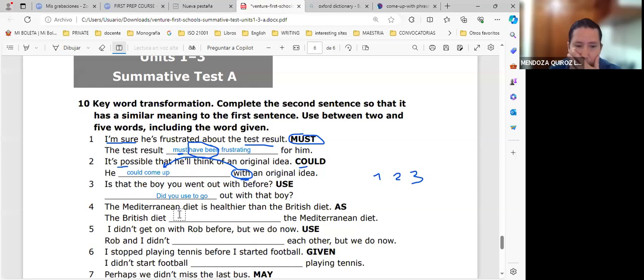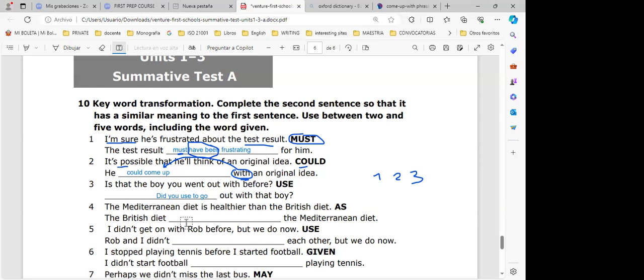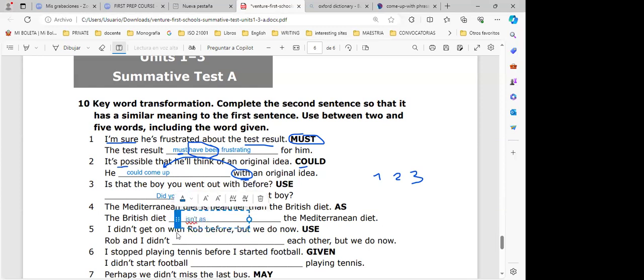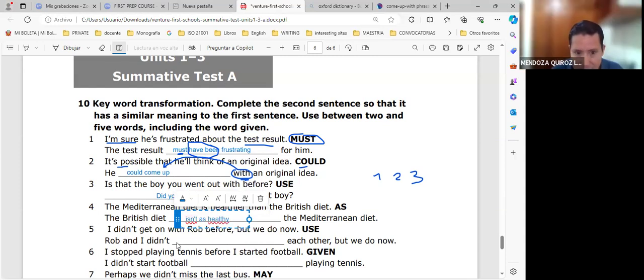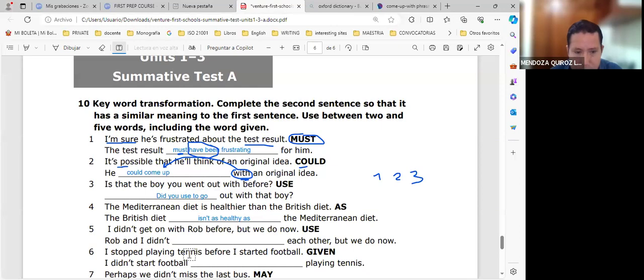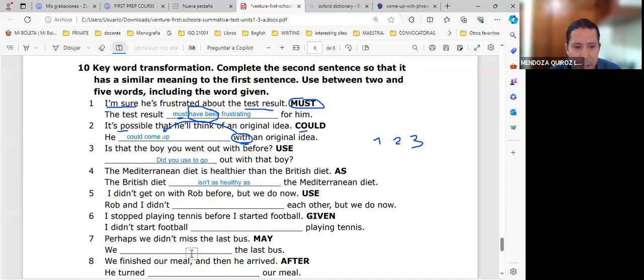Yeah. Nice. Andrea, number 4. The British diet is not as healthier as the Mediterranean diet. Just one small correction. Isn't as healthy as, because healthier is a comparative itself. Isn't as healthy as. Got it? Okay. Perfect. Dalma, number 5.